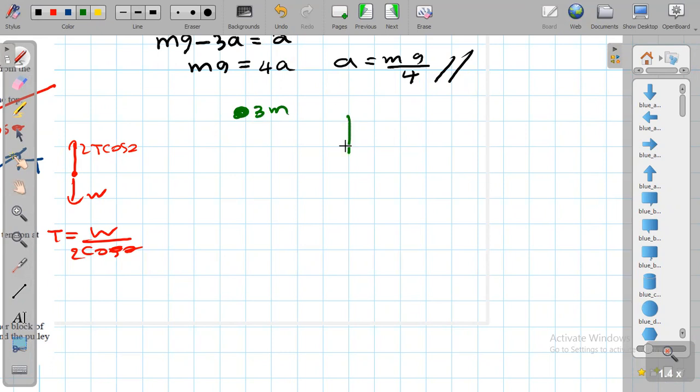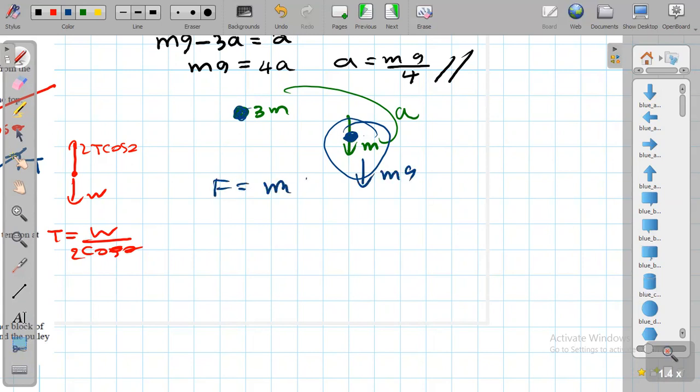3m and m. Acceleration is a. From my logic, I know the only driving force is provided by this one. All four masses are going to get dragged along by this force of mg. That's the driving force. I can directly apply F equals ma. What is my only driving force? This one, no other force.